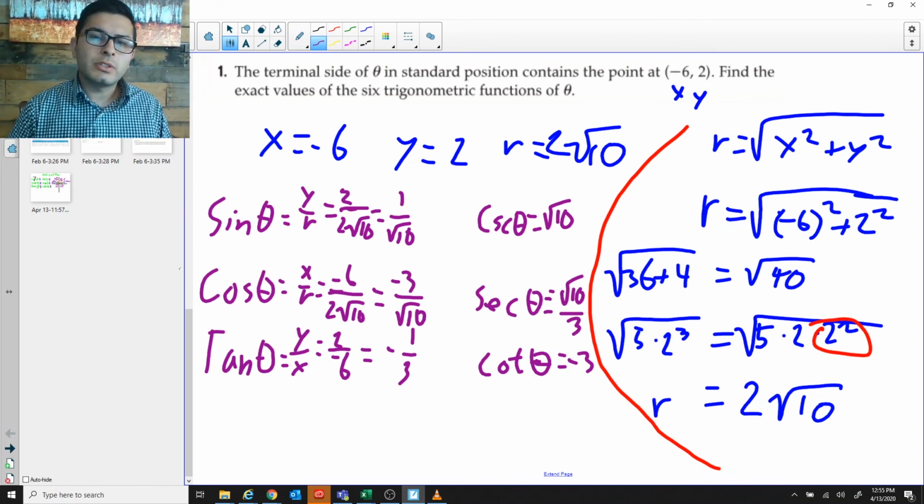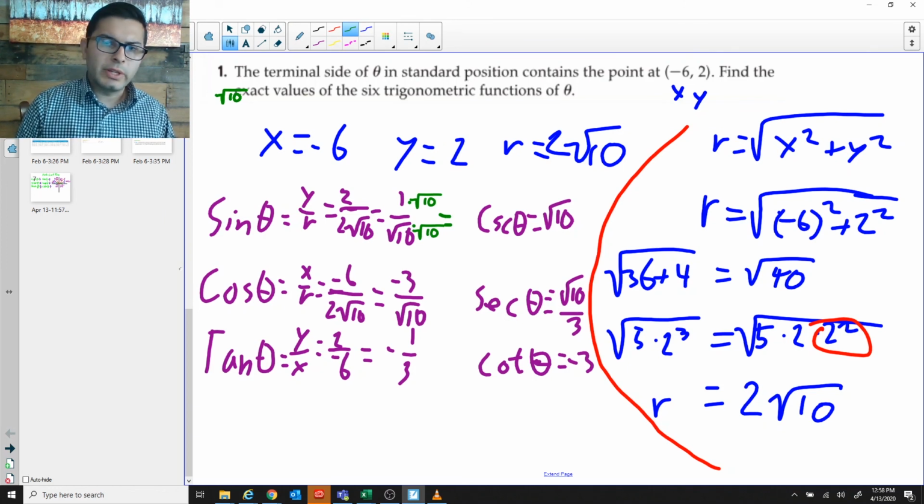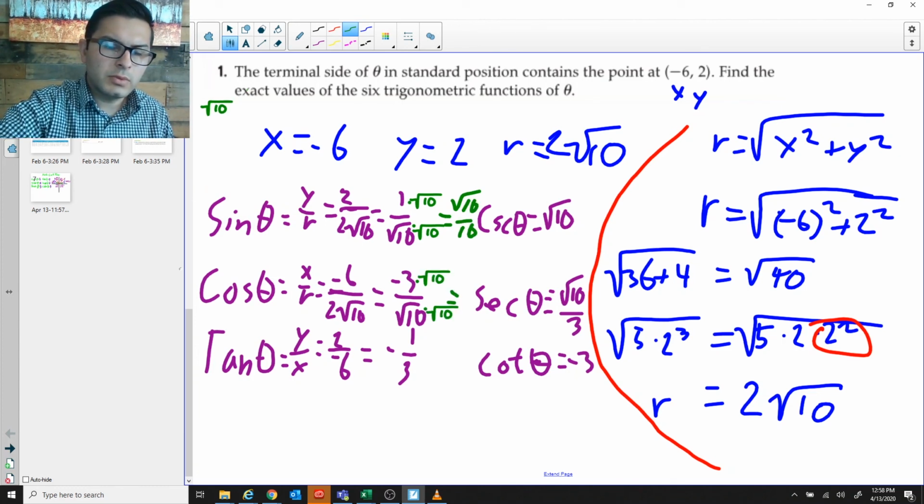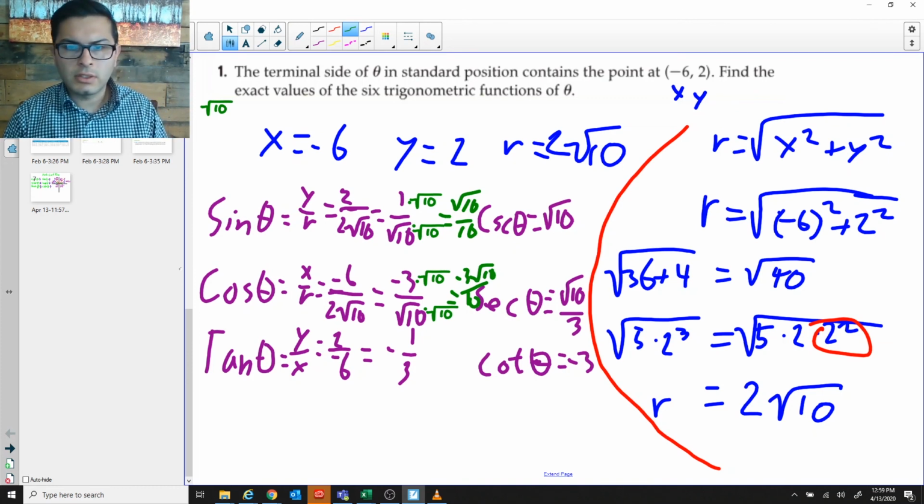Now what we want to do is we want to rationalize everything that we can. Everything on the right is already rationalized. However, the things on the left are not quite yet rationalized. If we remember, we're going to multiply the top and bottom by square root of 10, which will make this square root of 10 over 10. We're going to do the same thing with this one, which will make -3 square root of 10 over 10. And the last one does not need to be rationalized.